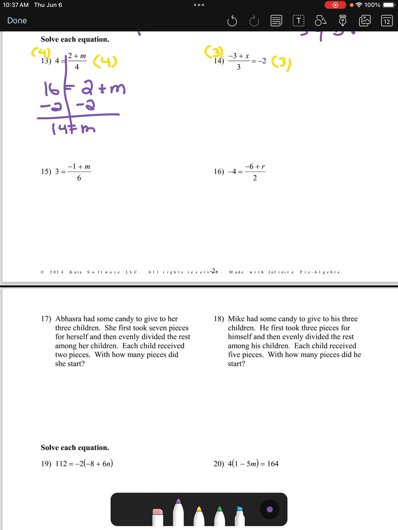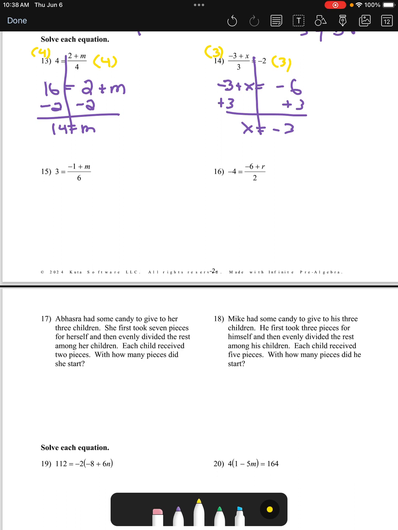For number 14, the denominator is 3, so we're going to multiply both sides of the equation by 3. Again, on the side with the fraction, all we're doing is eliminating the fraction. The numerator, the negative 3 plus x, remains. On the right side, negative 2 times 3 is negative 6. Now we have to add 3 to both sides to clean it out. And that gets us x is equal to negative 3.